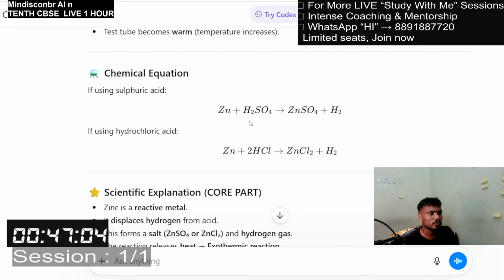Chemical equation: if using sulfuric acid, Zn plus H2SO4 gives ZnSO4 plus H2. If using hydrochloric acid, Zn plus 2HCl gives ZnCl2 plus hydrogen. This hydrogen gas is formed with which sound? Pop sound.